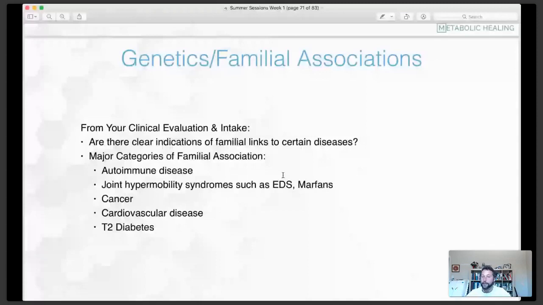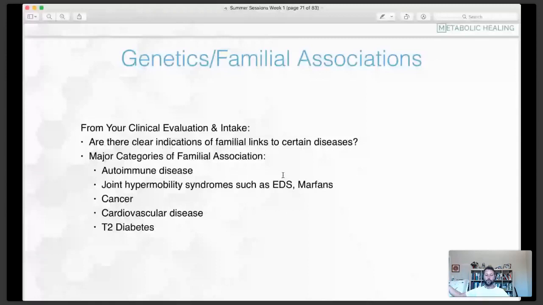Joint hypermobility can run in families. Connective tissue problems can run in families. That could lead to a whole rabbit hole into what that means about the ECM and connective tissue. There are genetic variants that can predispose to cancer, as we'll see. Cardiovascular disease can have genetic components like MTHFR. Type 2 diabetes, there's some mitochondrial variation.